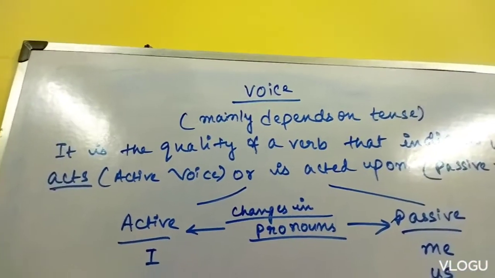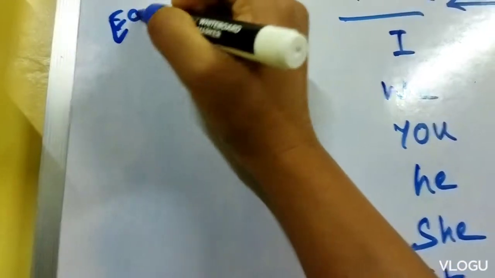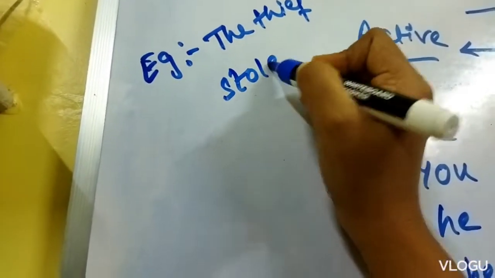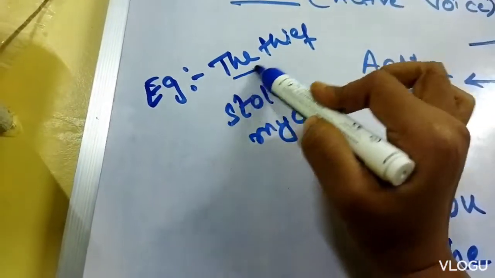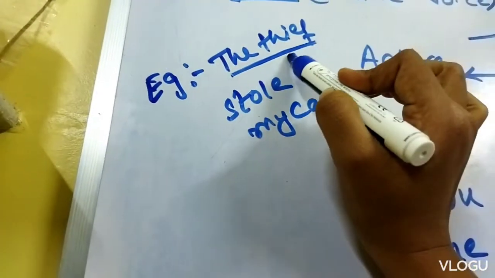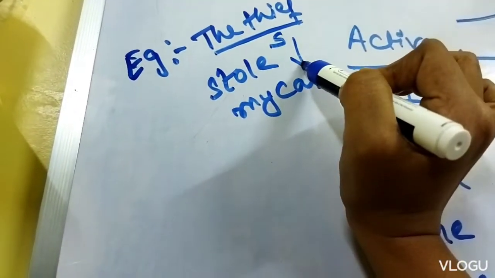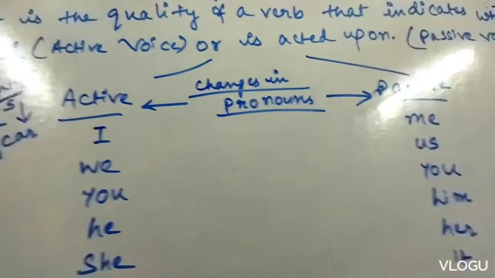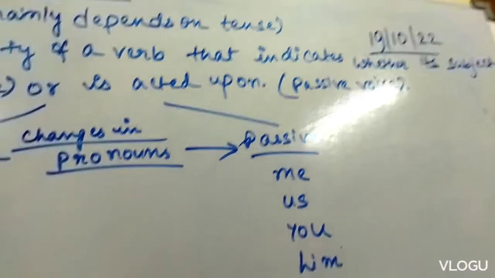When the subject is acting, it can be said active voice. For example, suppose the thief stole my car. So here the subject is the thief, as we know. So this subject is acting. What is he doing? He is stealing my car. So this sentence is in active voice. Okay? And when the verb is acted upon, then it is called a passive voice.